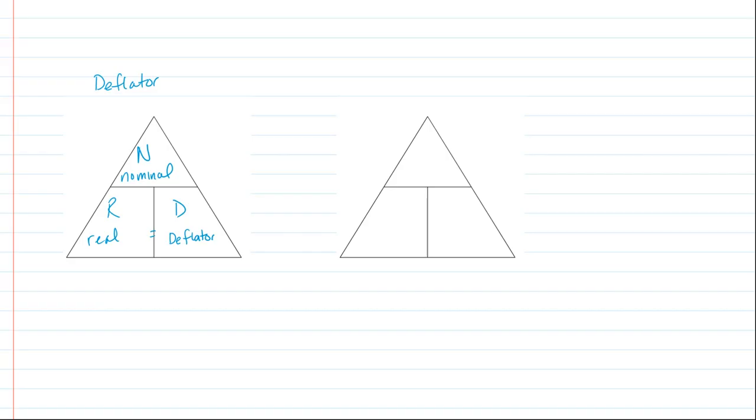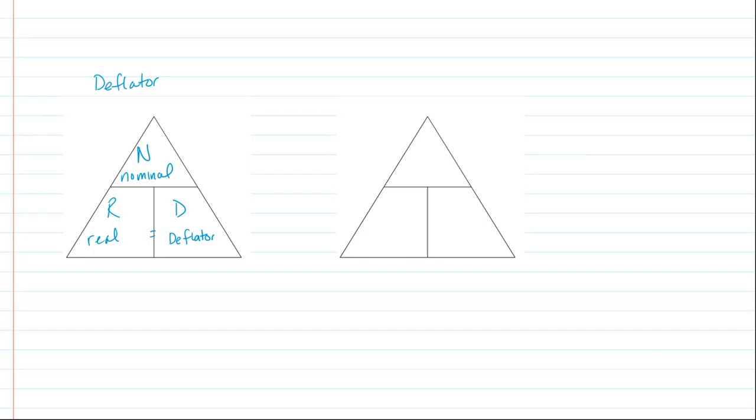And as a reminder here, if you cover up whichever variable you want to find, it will give you the equation for the other variable. So if we cover up the nominal GDP, we would be left with real times deflator equals nominal GDP. If we cover up the deflator, we get nominal divided by real equals the deflator.